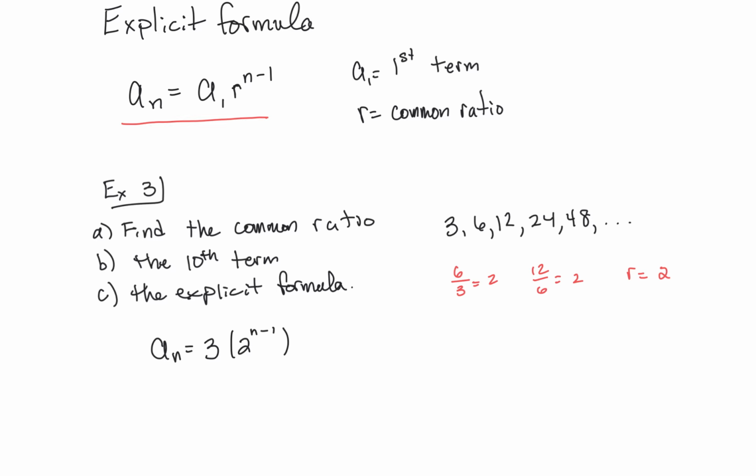In order to find the 10th term, we're going to say, I want to find a10. What we're going to do is we're just going to plug in 3 times 2 to the 10 minus 1. Now, this particular unit, you're going to really want to depend on that calculator because you're going to get some really big numbers and some really small numbers.